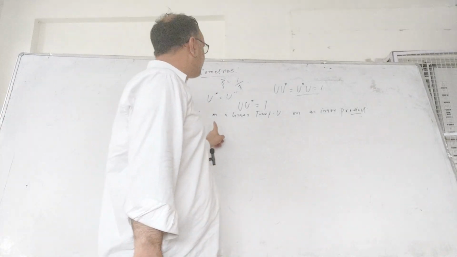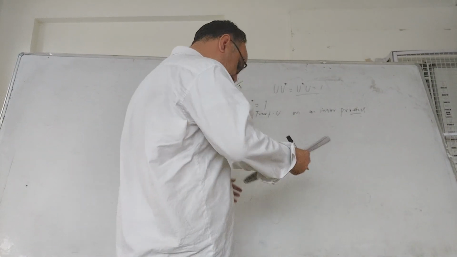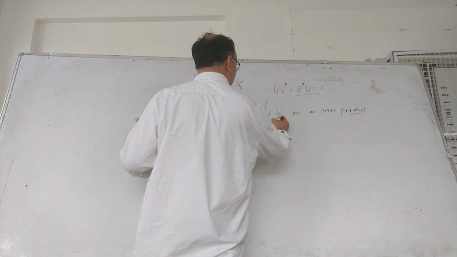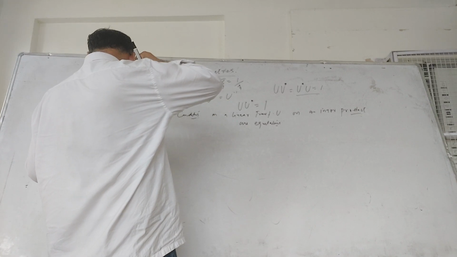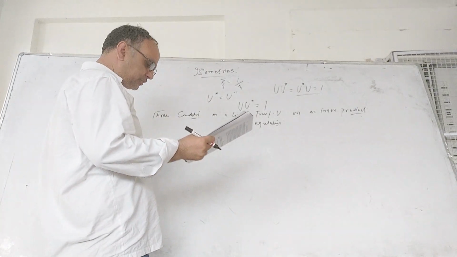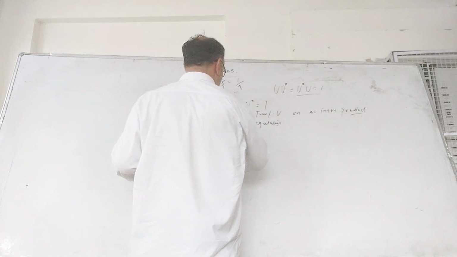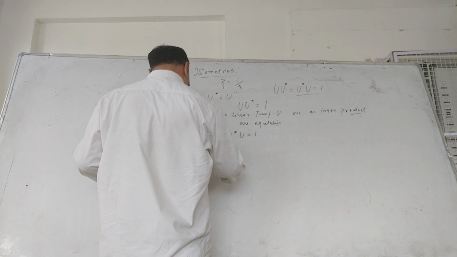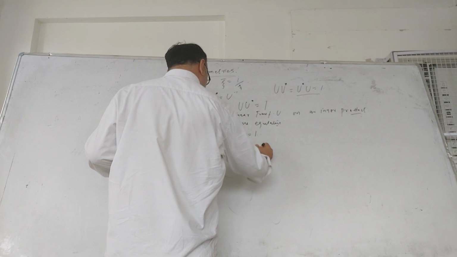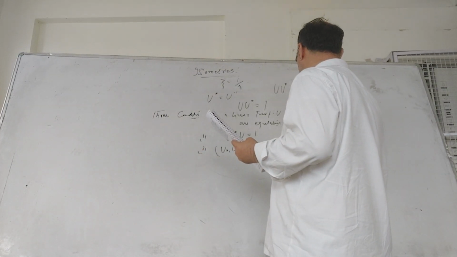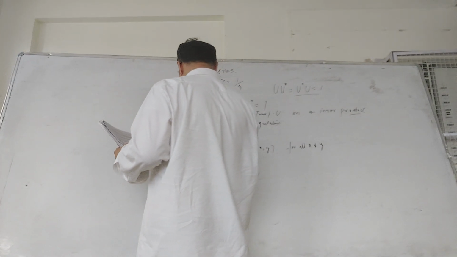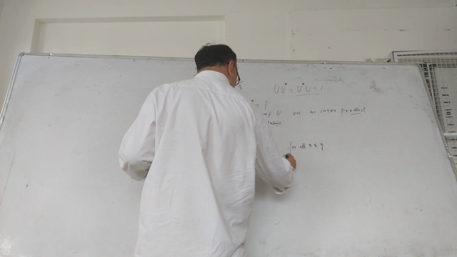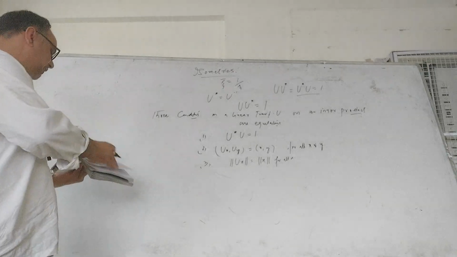So the conditions for a linear transformation U on an inner product space, which are equivalent to each other, which ought to be satisfied, are: U star U is 1; the second is the inner product of Ux and Uy is the inner product of x and y for all x and y; the third is modulus of Ux is modulus of x for all x. So these are the three conditions.